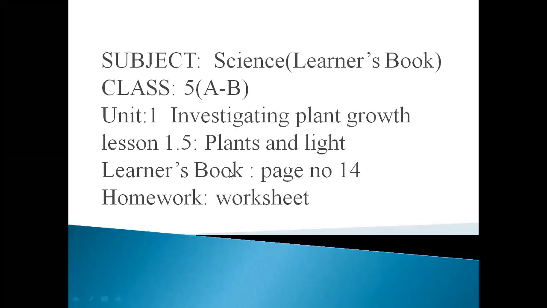So let's start. Subject: Science. Learner Book, Class 5, Unit 1, Investigating Plant Growth. A new lesson for you. Lesson 1.5, Plants and Light, from your learner book, page number 14. And your homework for today, worksheet.